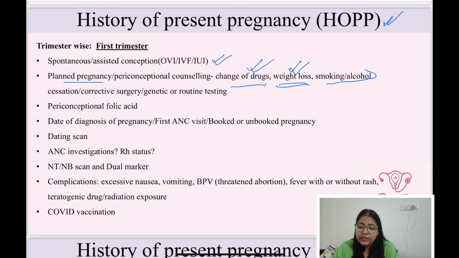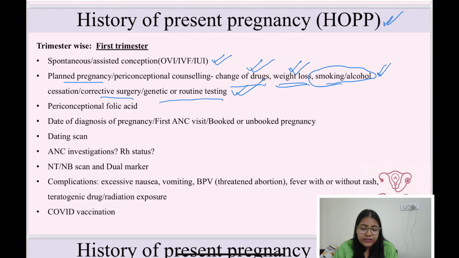If the patient had an addiction of smoking or alcohol, we also tell the patient to stop taking alcohol or to stop smoking. So all these are important to note. If any corrective surgery was done, if the patient had heart disease, we tell the patient to do corrective surgery before conception. So all these are important to note.